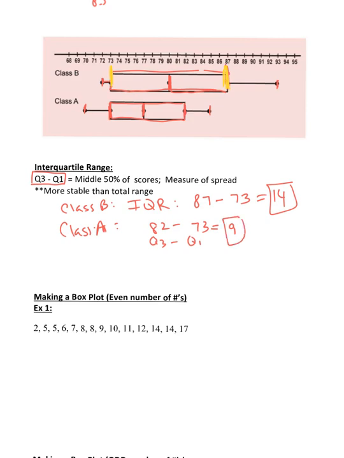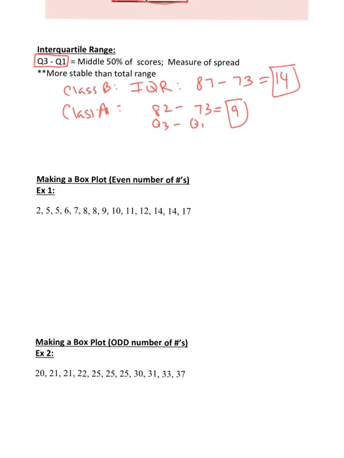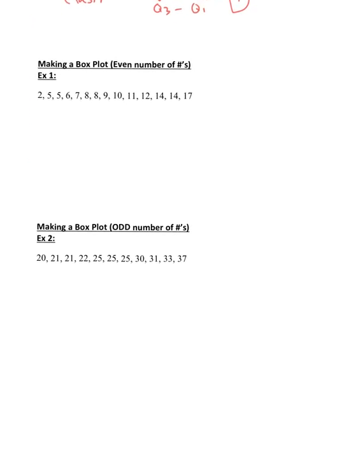Okay. To make a box and whisker plot, what you're going to do is first figure out: do you have an even number of numbers or an odd number of numbers? I'm giving you here an example of each. If you have an even number of numbers, what you're going to do is divide it in half.